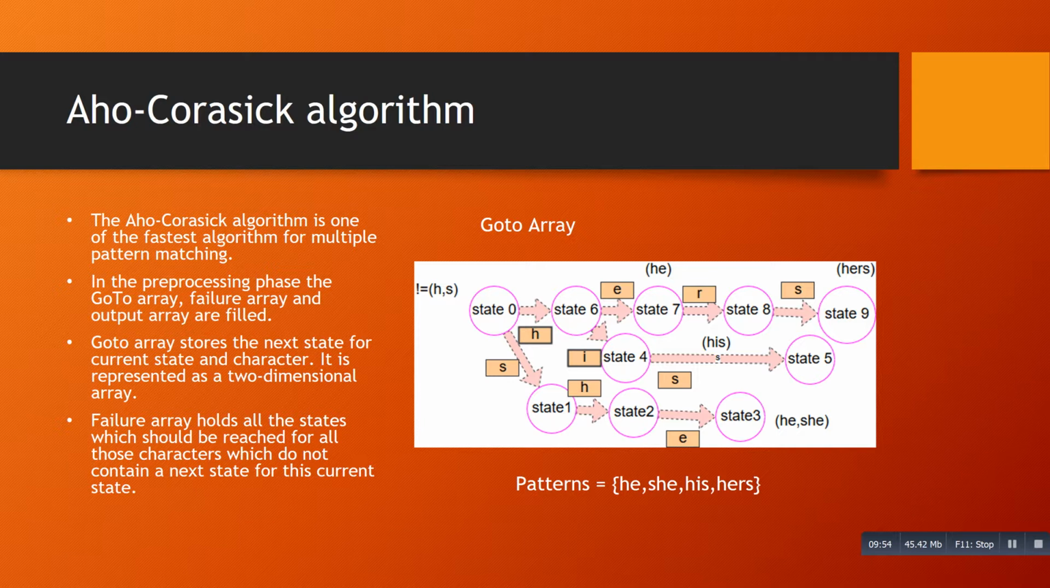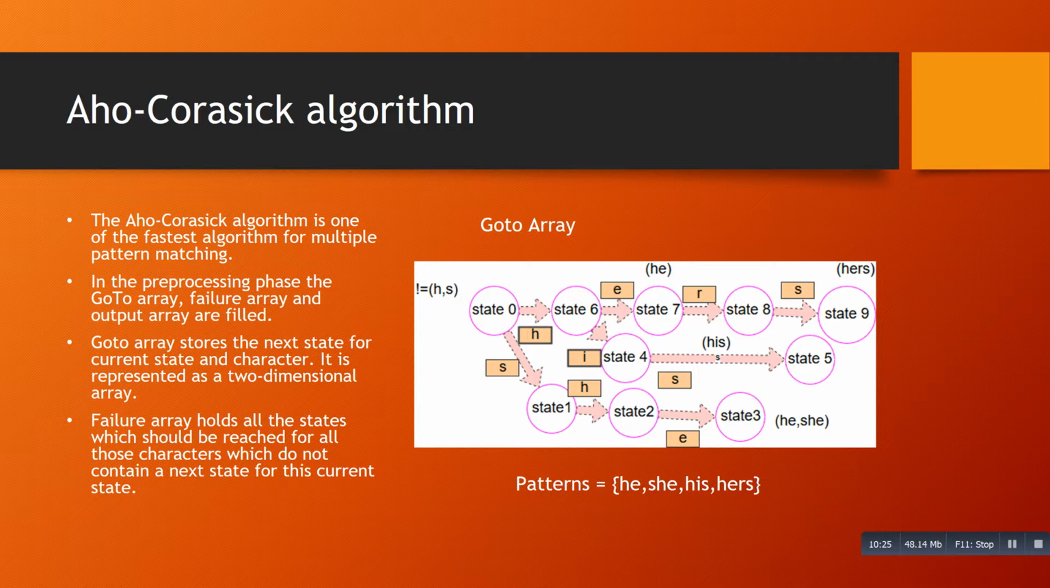This is one of the fastest algorithms. There are two phases in it: the pre-processing phase and the search phase. In the pre-processing phase, the goto array, failure array, and output array are filled. These three arrays are used in the CPU version of the algorithm, but the CPU version will be optimized in the GPU version to avoid using the failure array.